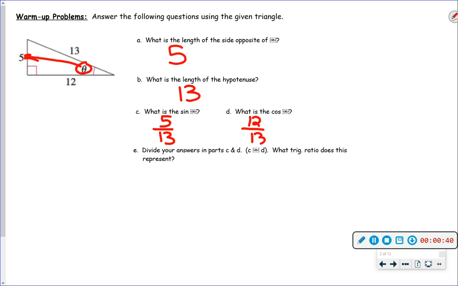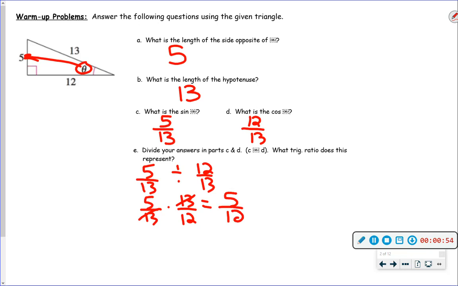Then it says divide your answers. So they want us to do 5/13 divided by 12/13. Of course, when we divide two fractions, we multiply by the reciprocal. So our 13s will cancel each other out, and we're down to 5/12. So what trig ratio does 5/12 represent? Well, 5 is opposite, 12 is adjacent. So opposite over adjacent is tangent.